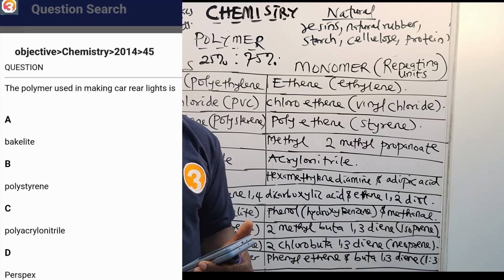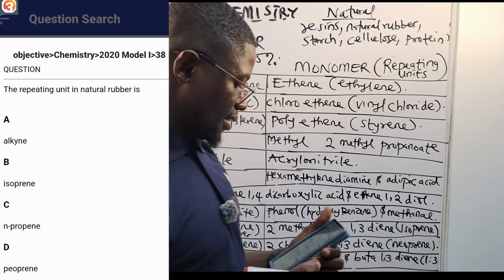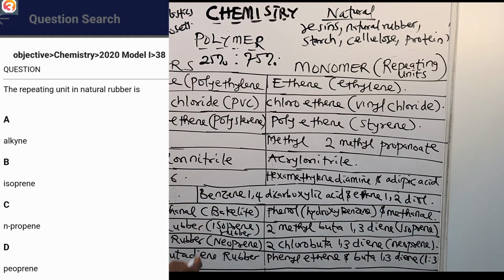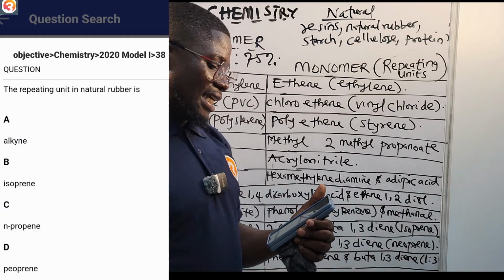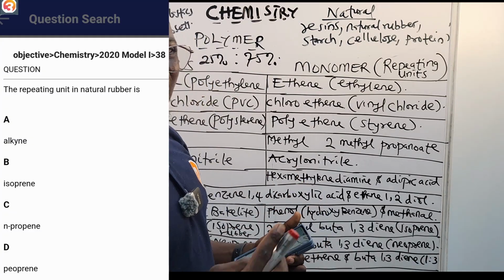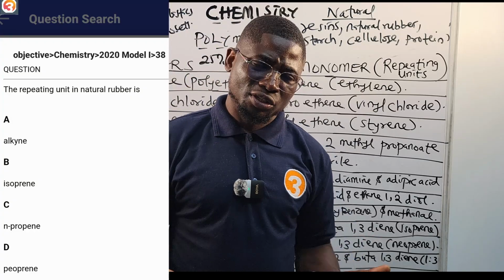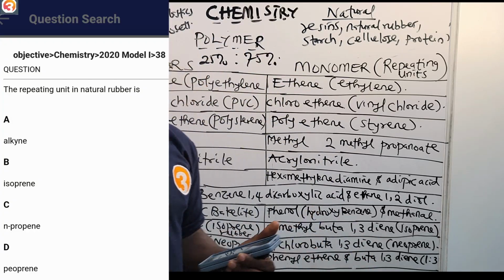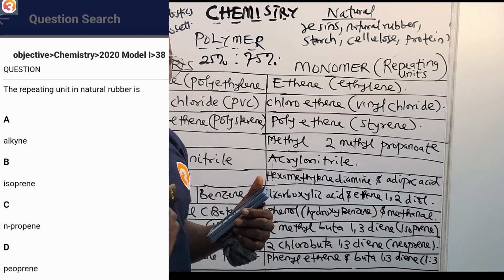All right, and let us see another question. 2020 number 38. They said the repeating unit in natural rubber is what? Isoprene. A says alkyne, B says isoprene. You see, later you say JAMB does not repeat past questions. JAMB does repeat past questions. They do. And this is a good case.